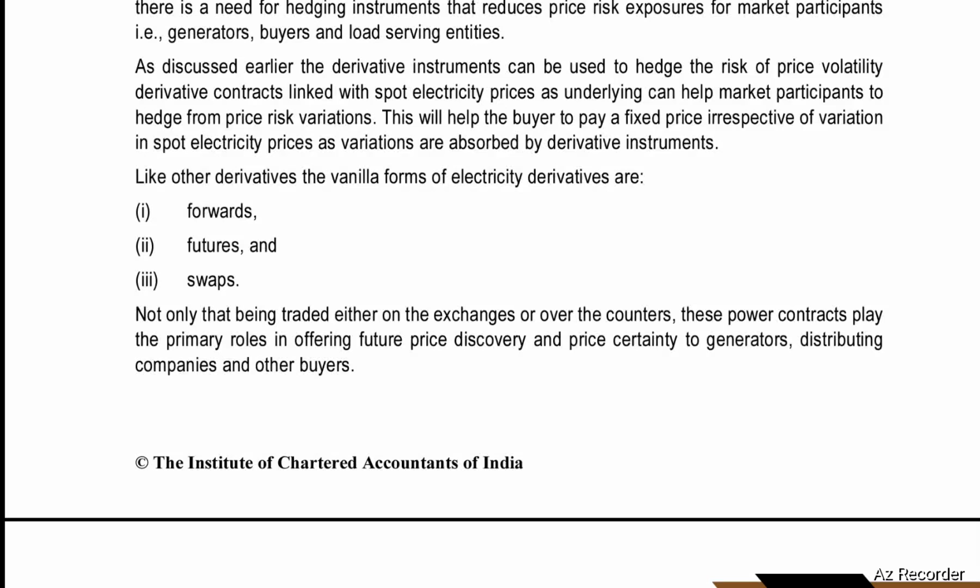Like other derivatives, the vanilla forms of electricity derivatives are forwards, futures, and swaps. Being traded either on the exchanges or over the counter, these power contracts play the primary role in offering future price discovery and price certainty to generators, distribution companies, and other buyers.